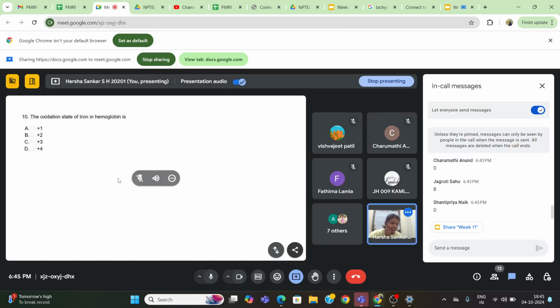So, oxidation state of iron in hemoglobin. That is the oxidation state of iron in hemoglobin. People answered, thank you. Yeah, so the oxidation state is +2 in hemoglobin. Why? That was the answer.